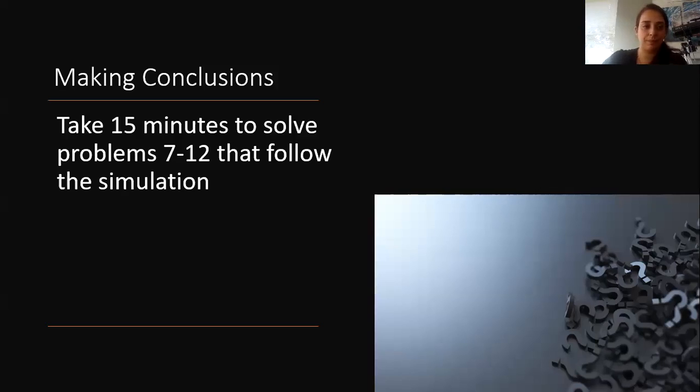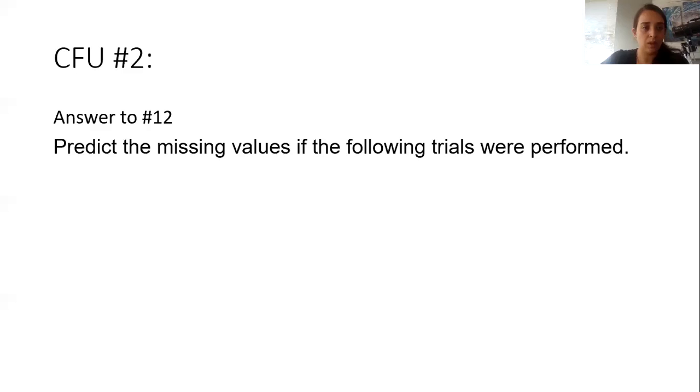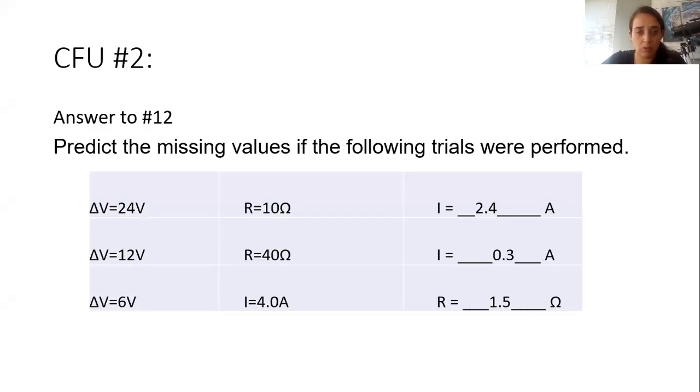Alrighty, so finally, our second check for understanding, we're just going to answer the last question. This is predicting the values if the following trials were performed. So question 12 gave you some voltages and it gave you some resistance, and then you had to predict what the currents were and what the resistances were.